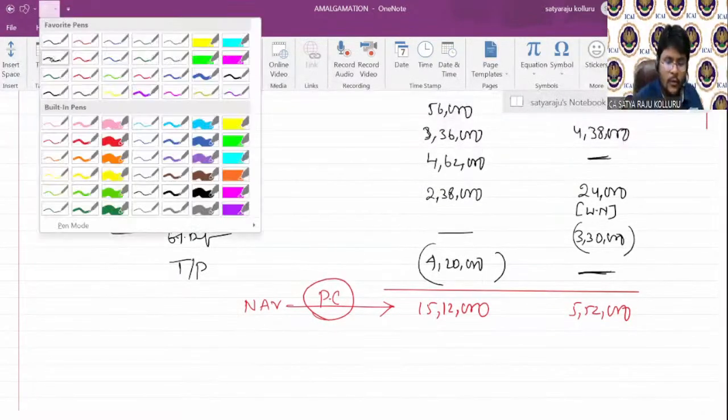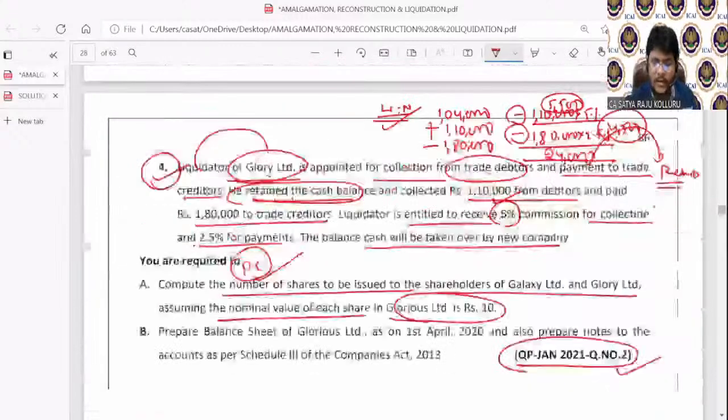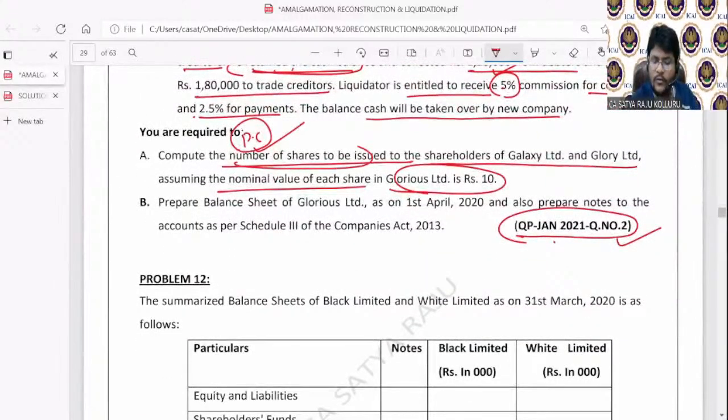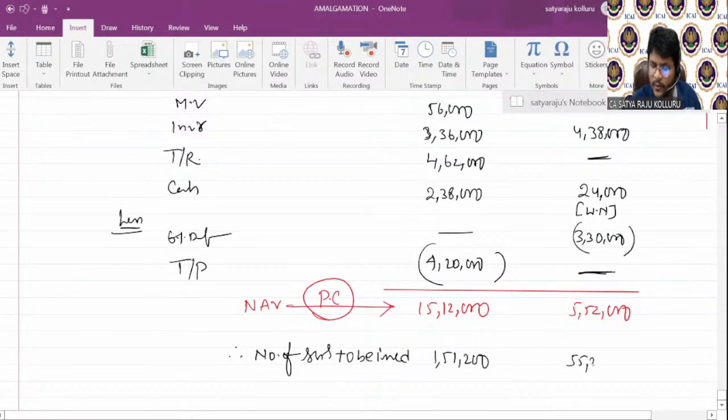Now, in the question, he has not asked for the PC. What is the question? Actually, compute the number of shares to be issued to the shareholders of Galaxy and Glory Limited. The face value of Glorious Limited is 10 rupees. Therefore, number of shares to be issued is divided by 10. Here it is 1,51,200 shares and here 55,200 shares. So one question is over.